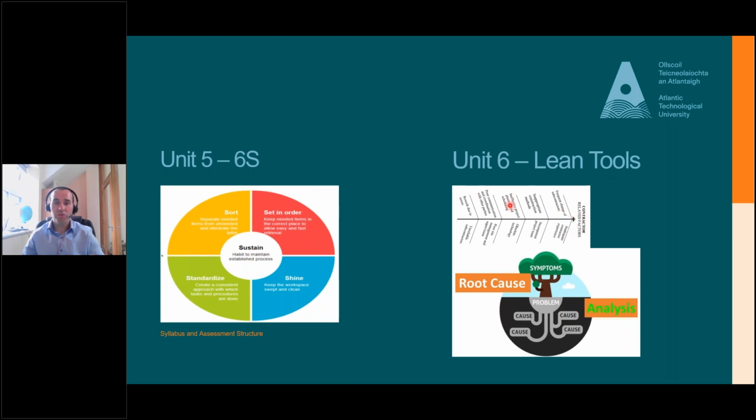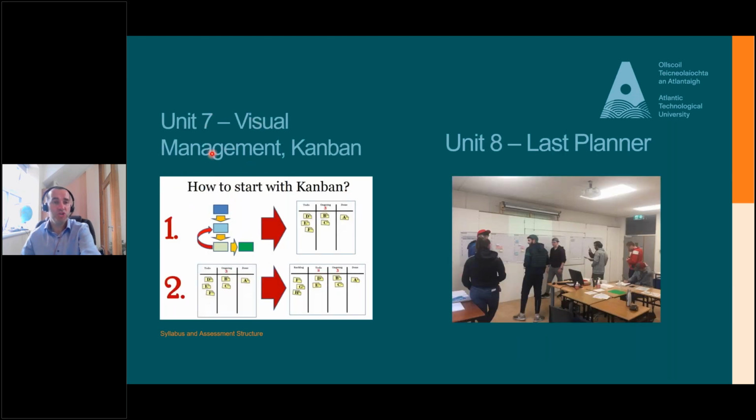And then lean tools, so a fishbone diagram, a root cause analysis, Kanban, feeding into visual management. Unit 7 would be looking at Kanban, visual management, the benefits of that, how easy it is to explain that, and then an overview of the last unit 8, last planner, and then just a recap on the overall module or the sub course, and then just saying other paths that we can get additional information.